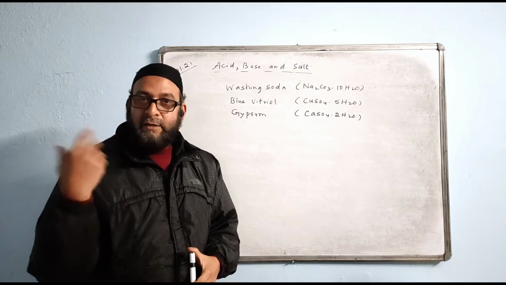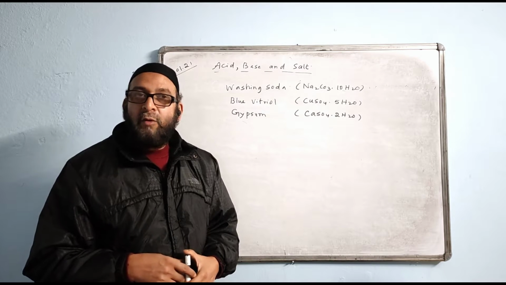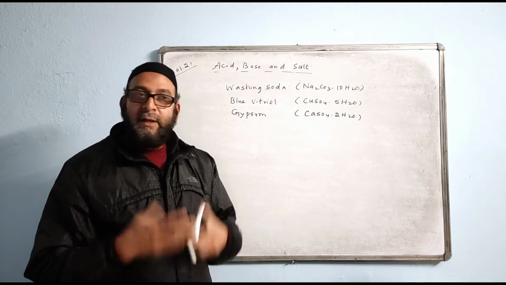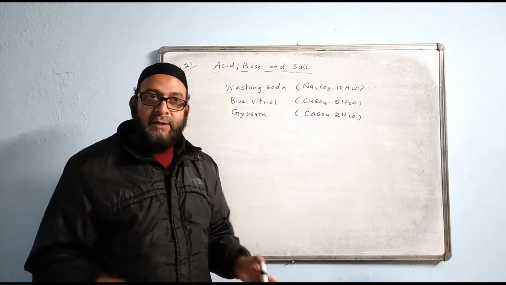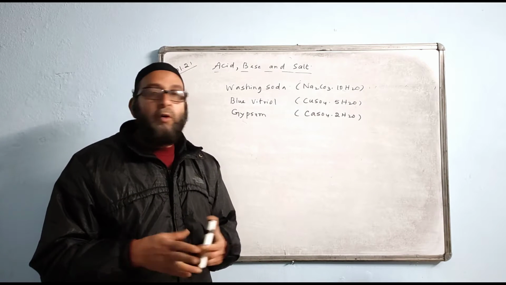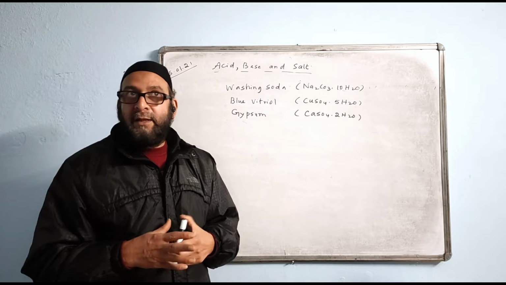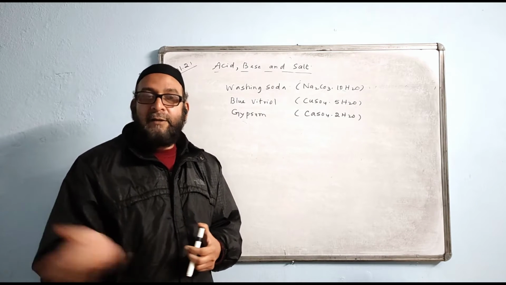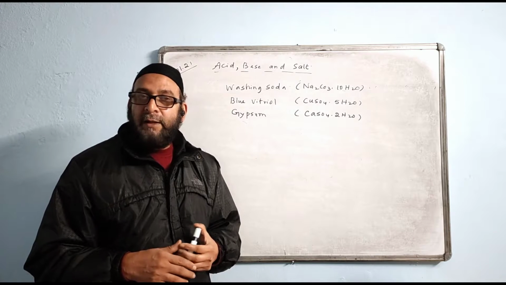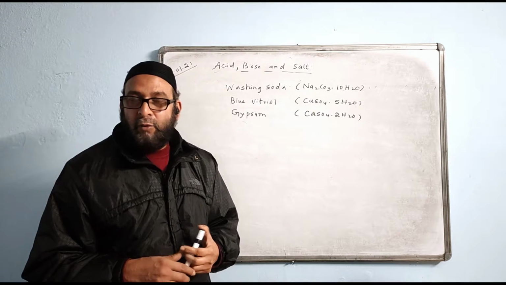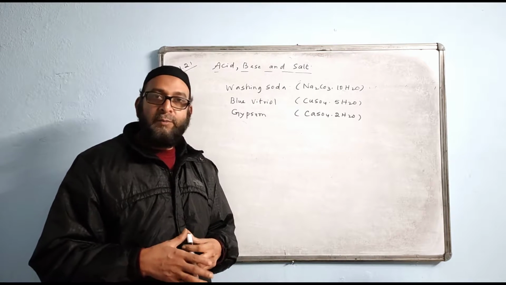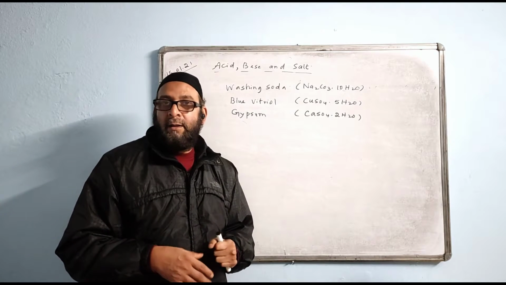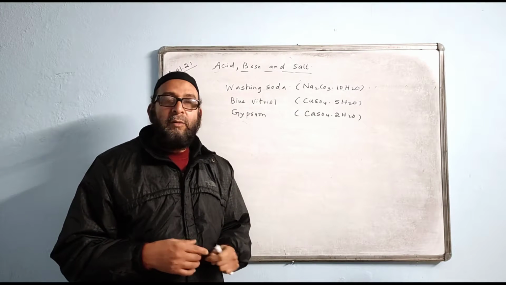Once they lose the water of crystallization, they are called what? Anhydrous. If they lose the water of crystallization and no longer stay in the crystal form, rather they stay in powder form, then they become anhydrous. We call them anhydrous salt. Just for knowledge, probably they will not ask you that. Okay, now the next part.